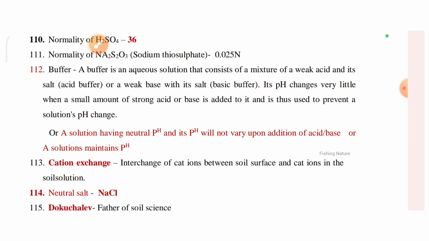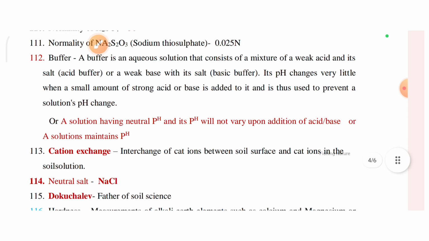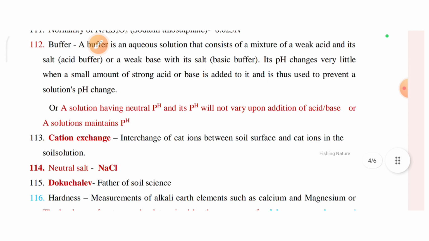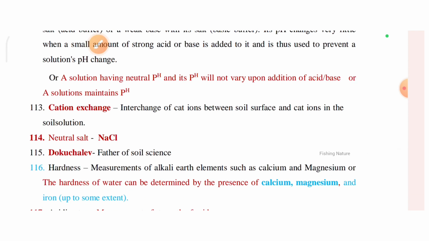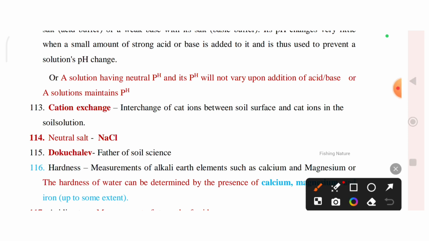Next, the buffer. A buffer is an aqueous solution that consists of a mixture of a weak acid and its salt, or a weak base with its salt, a basic buffer. It changes very little when a small amount of strong acid or base is added to it. It is used to prevent the solution's pH from changing. Simply remember this: the solution having a neutral pH, whose pH will not vary upon addition of acid or base, is a buffer. Buffer means it is neutral. It will not change its value.